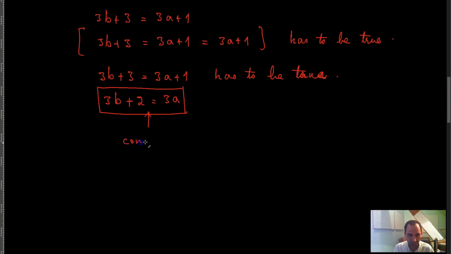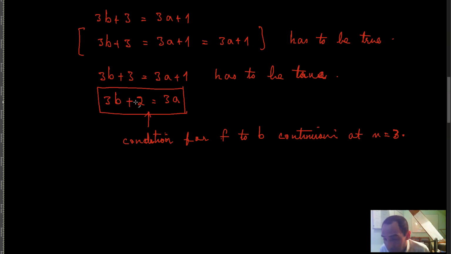This is basically the condition for f to be continuous at x is equal to 3. Or you can say a relationship between a and b, such that when the condition is fulfilled, then f is continuous at x is equal to 3, right? So that is basically question number 17.